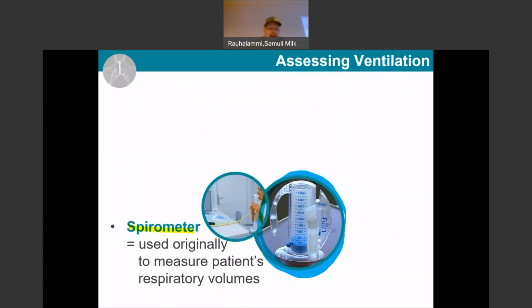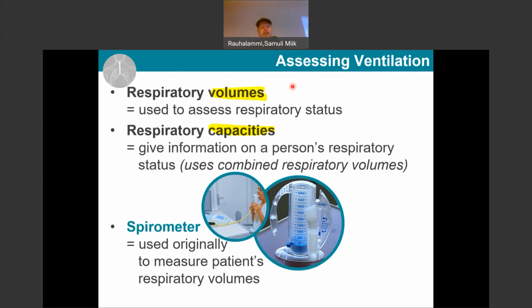It can be a very advanced, fancy system hooked up to a computer producing quite beautiful graphs, or it can be very simple tools where we just get the numeric values. But what we're interested in is how well your lungs are working: how much air you are getting out, how much in normal breathing, extra effort being put in, and so on. What we get with spirometry is, first of all, respiratory volumes. And from these volumes, we can calculate respiratory capacities that give us important information about a person's respiratory status.